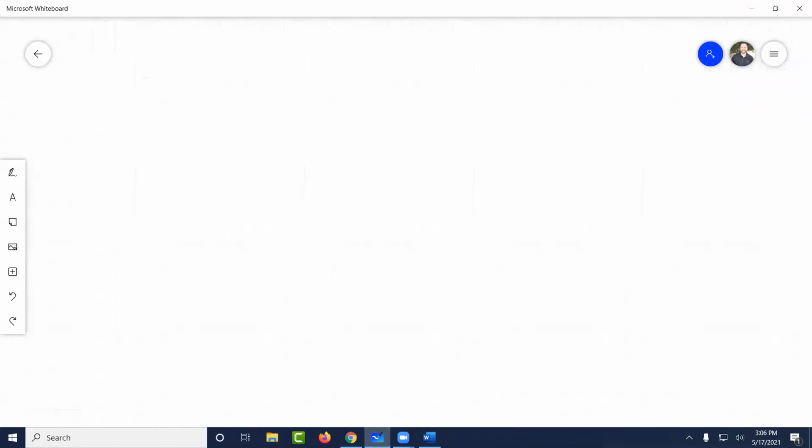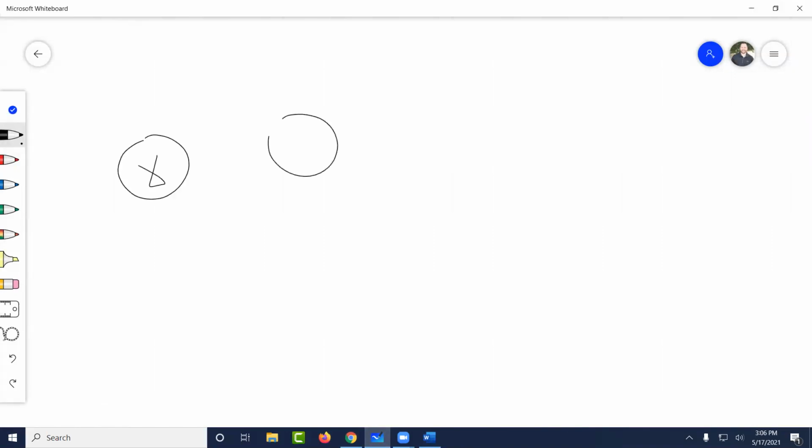So when we look at a network, we've got a router here. We've got another router. We've got them connected via Ethernet. And then we've got 2 switches here. There's a switch, and over here's a switch.